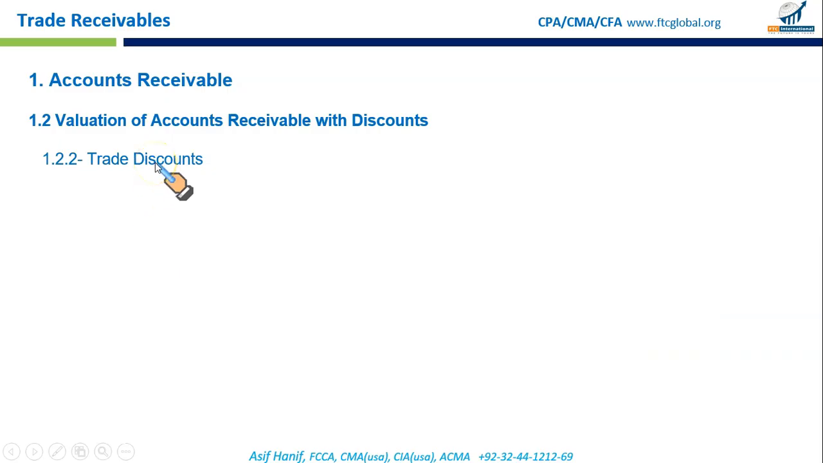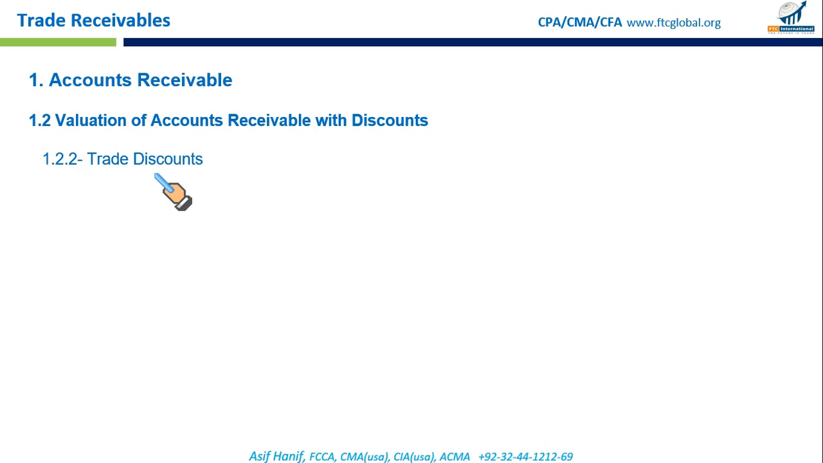Trade discounts, we all know, are price reductions that are offered based on the quantity of items purchased. Meaning if a customer purchases a larger quantity, we provide a trade discount. These discounts normally are given to encourage customers to buy more. The key point to note is that trade discounts are directly applied to price and are not recorded separately in accounting records. Basically, there is no accounting entry for trade discounts. However, they will reduce your sales revenue and account receivable.